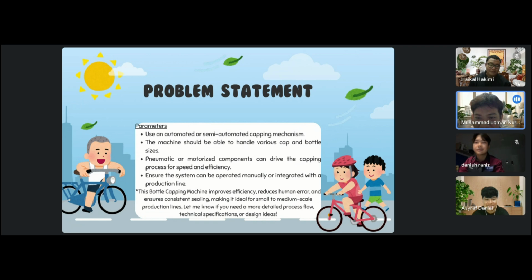This bottle capping machine improves efficiency, reduces human error, and ensures consistent sealing, making it ideal for small to medium scale production lines.